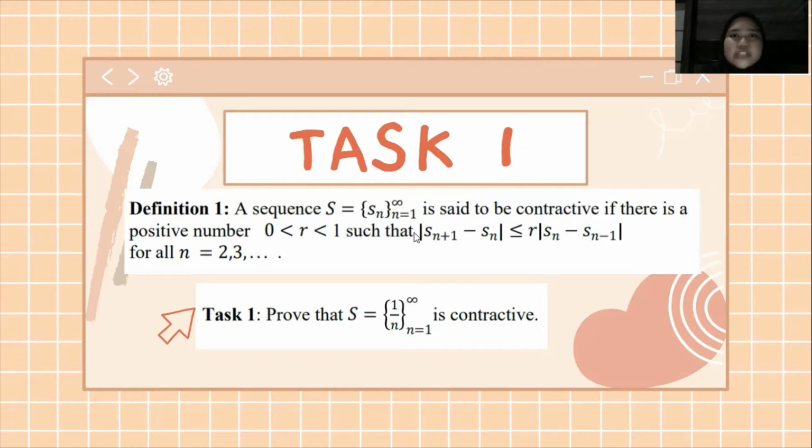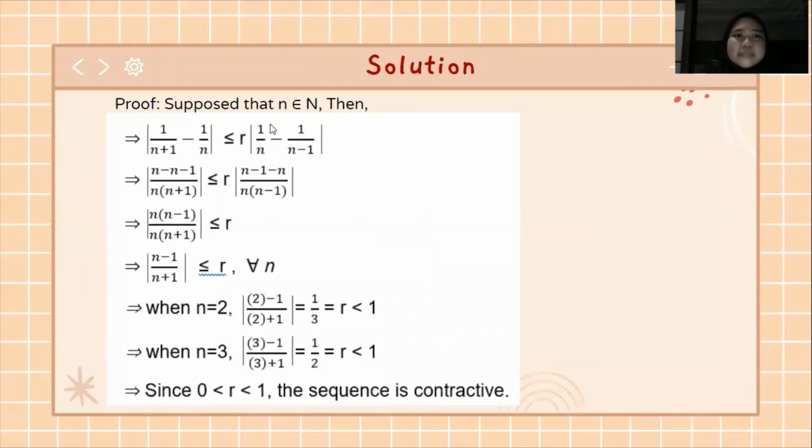So the solution for this question is, suppose that n is an element of natural number, then modulus 1 over n plus 1 minus 1 over n is less than or equal to R modulus 1 over n minus 1 over n minus 1. So let's make R the subject, then we get modulus n minus 1 over n plus 1.